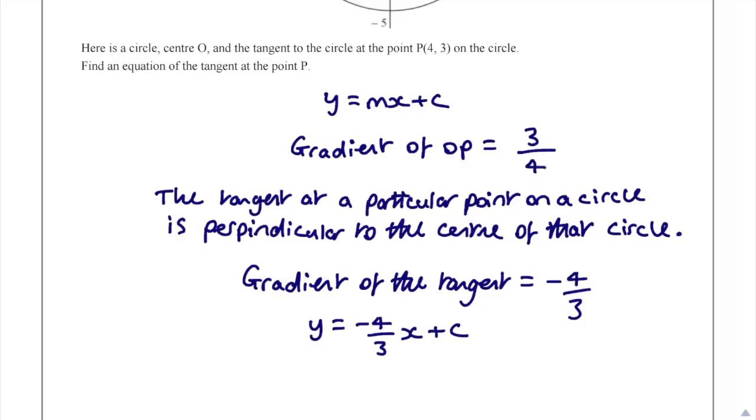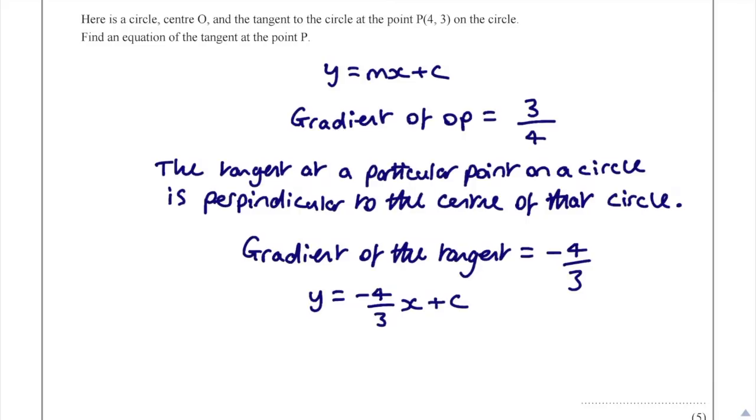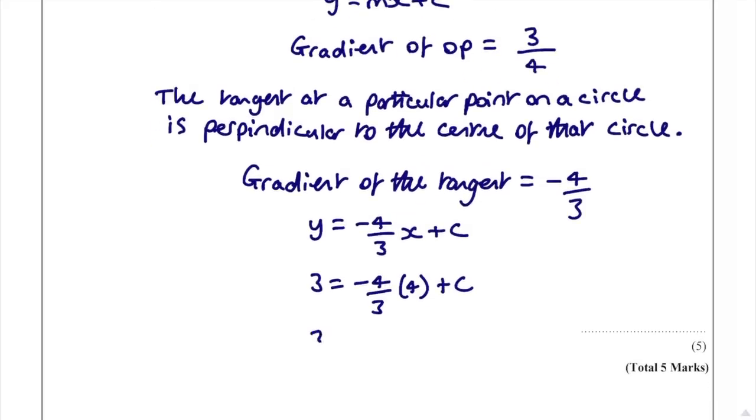And we need to work out what that constant c is. That's our y-intercept. So we can work that out by substituting the point P into this equation. So 4 is our x value and 3 is our y value. So we're going to replace y with 3 and we're going to have minus 4 thirds, and we're going to replace x with 4. So we're going to multiply that by 4 and add c. So we simplify that, we get 3 equals minus 16 thirds plus c.